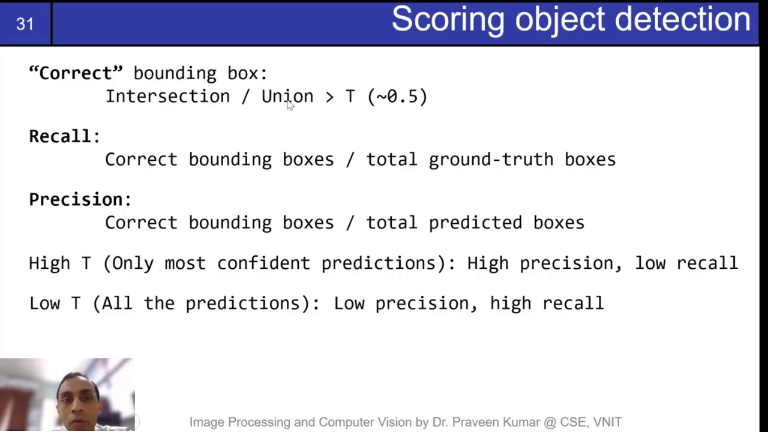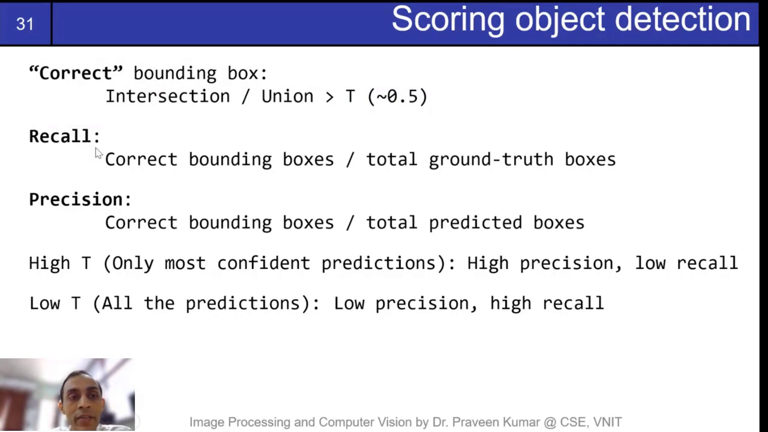We take the intersection over union, and we generally keep a threshold, maybe around 0.5 or 0.7 or whatever. Anything less than that, we don't consider a correct bounding box. We have to take it beyond that. And of course, now, the metric that we will be using to judge the goodness of that object detector.